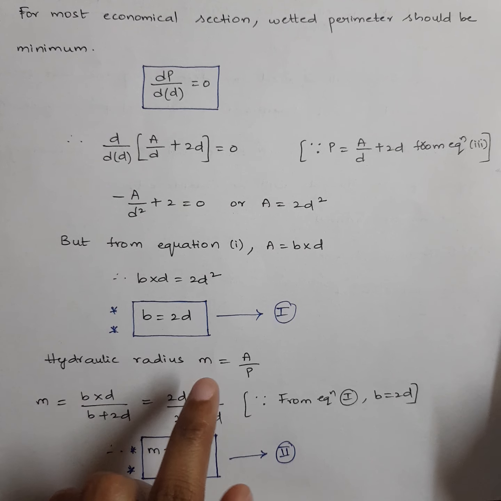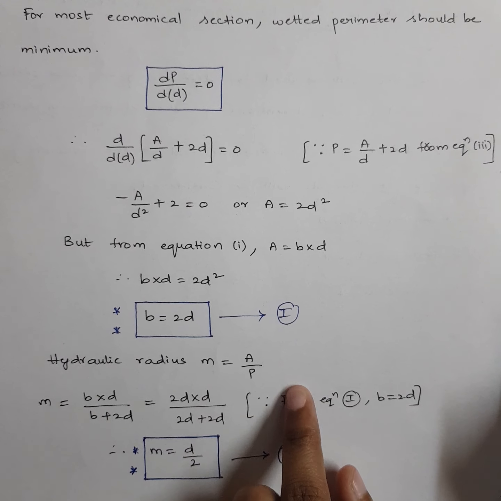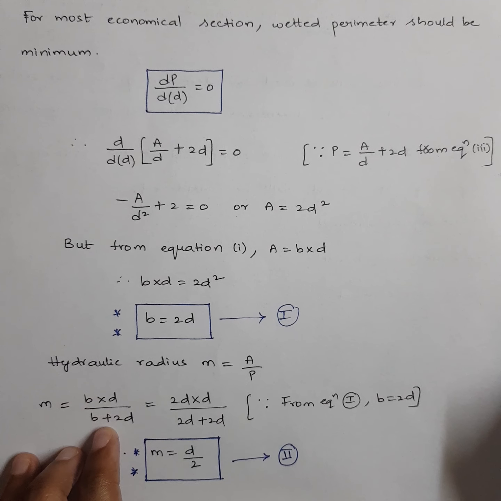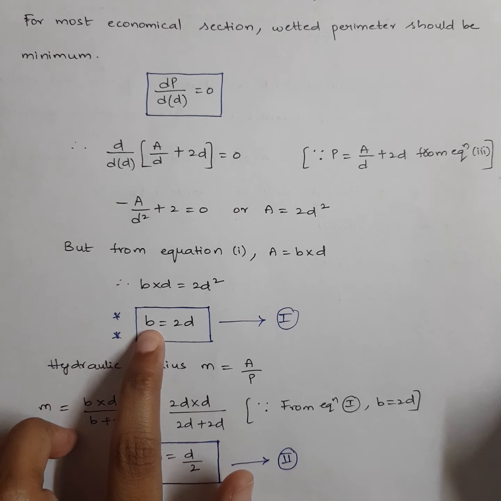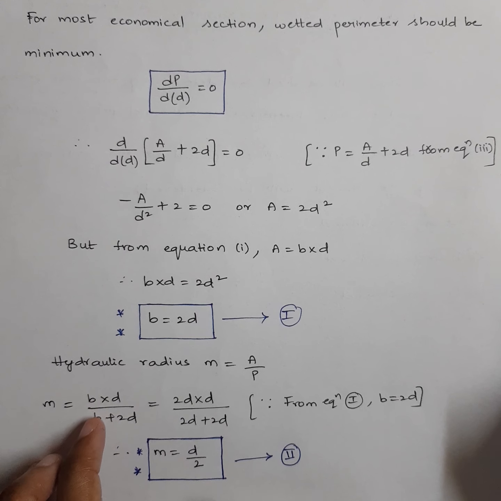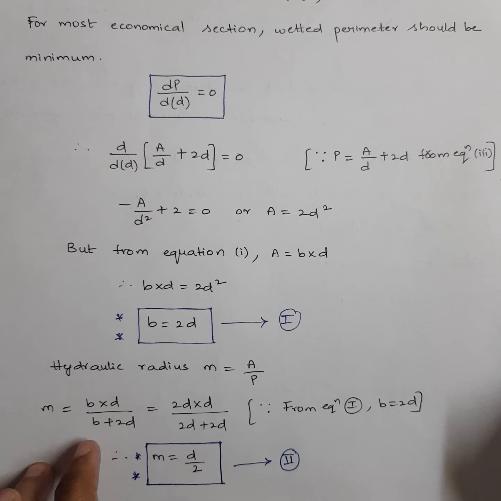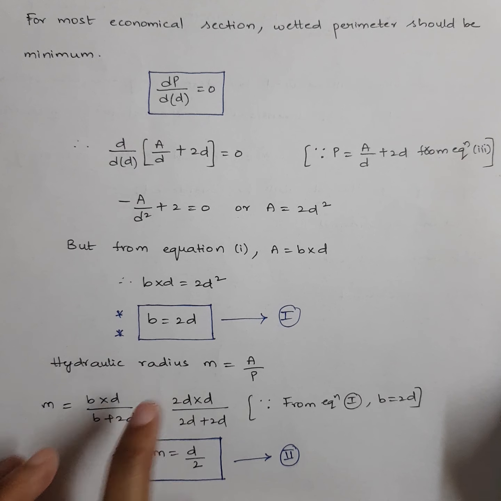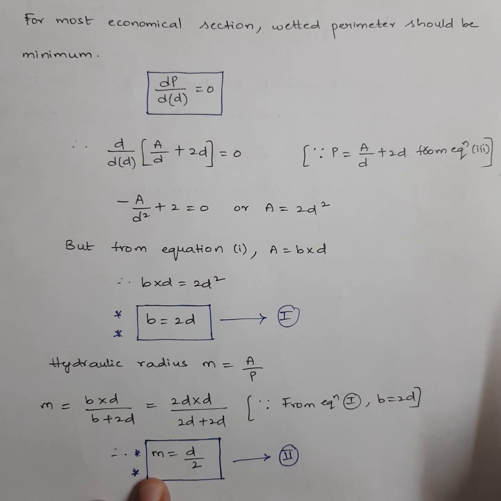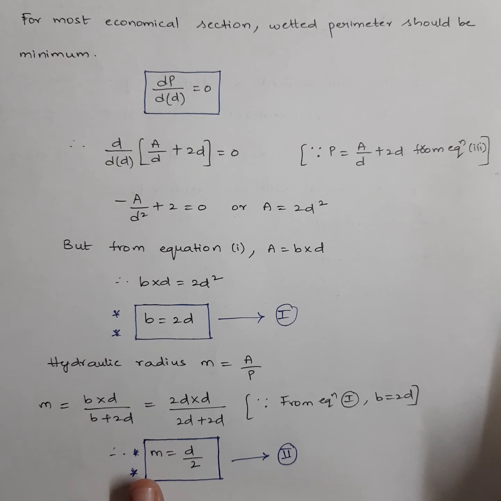So hydraulic radius m is given by the formula area by wetted perimeter, A by P. What is the area formula? B into D. Wetted perimeter, B plus 2D. But just now I got B is equal to 2D, right? So I will substitute 2D in the place of B. So this is 2D into D by 2D plus 2D. Just simplify, you will be left with m is equal to D by 2. This is the second condition for a rectangular channel to be most economical.